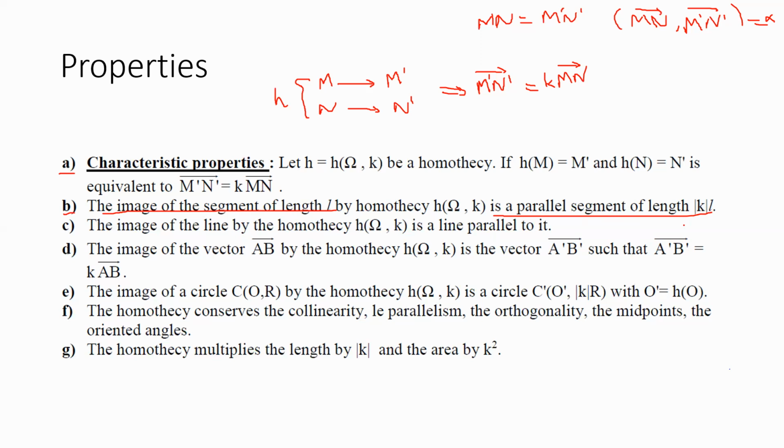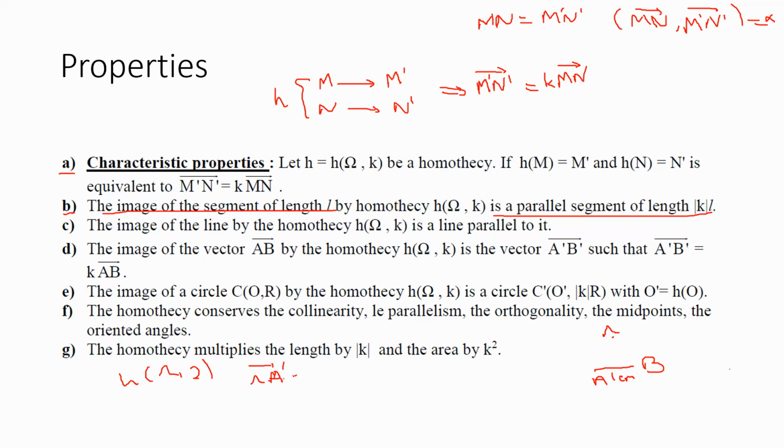كيف يعني؟ For example, if I have 2 points A, B. Suppose AB is 1 centimeter. Suppose omega is here. I'm giving you an example, okay? Suppose we have H omega 2. Where will the image of A by H omega 2 be? It gives me omega A prime.